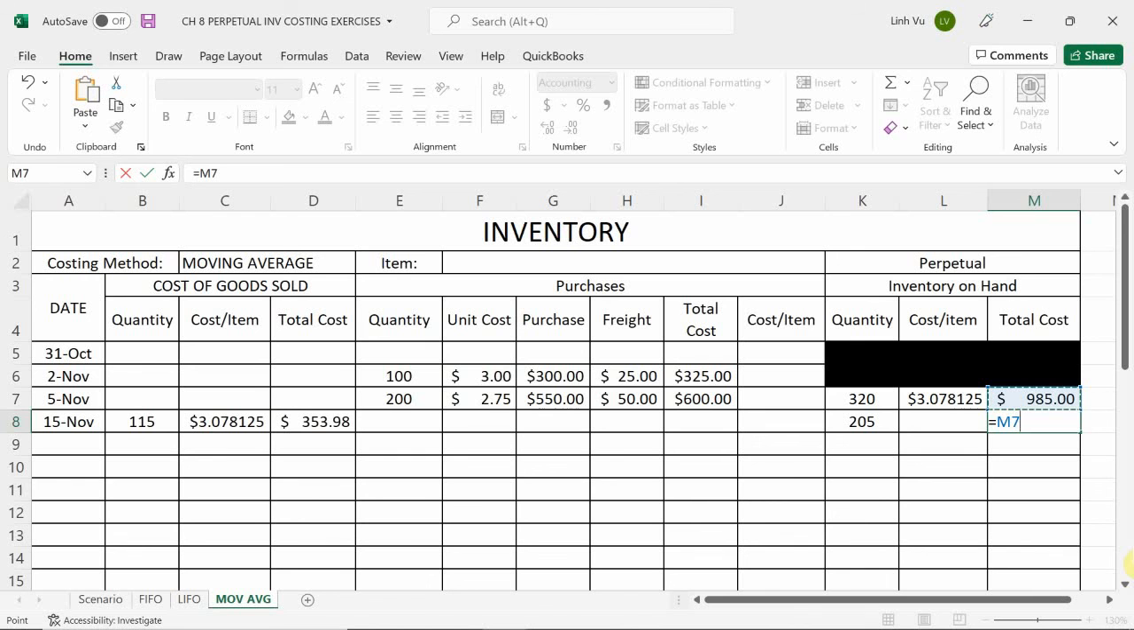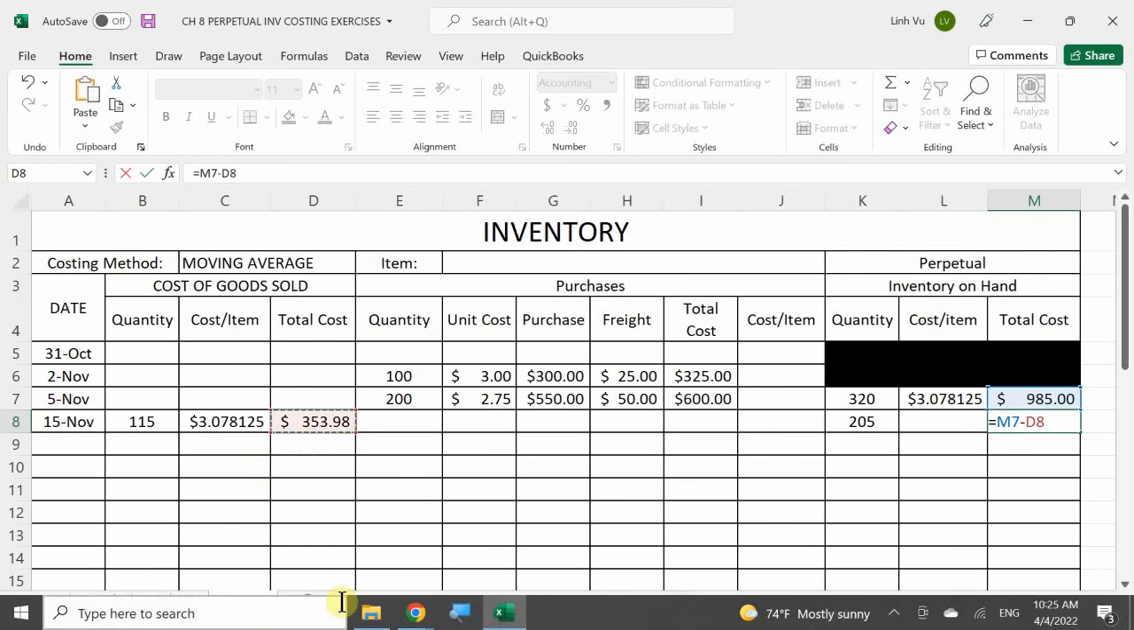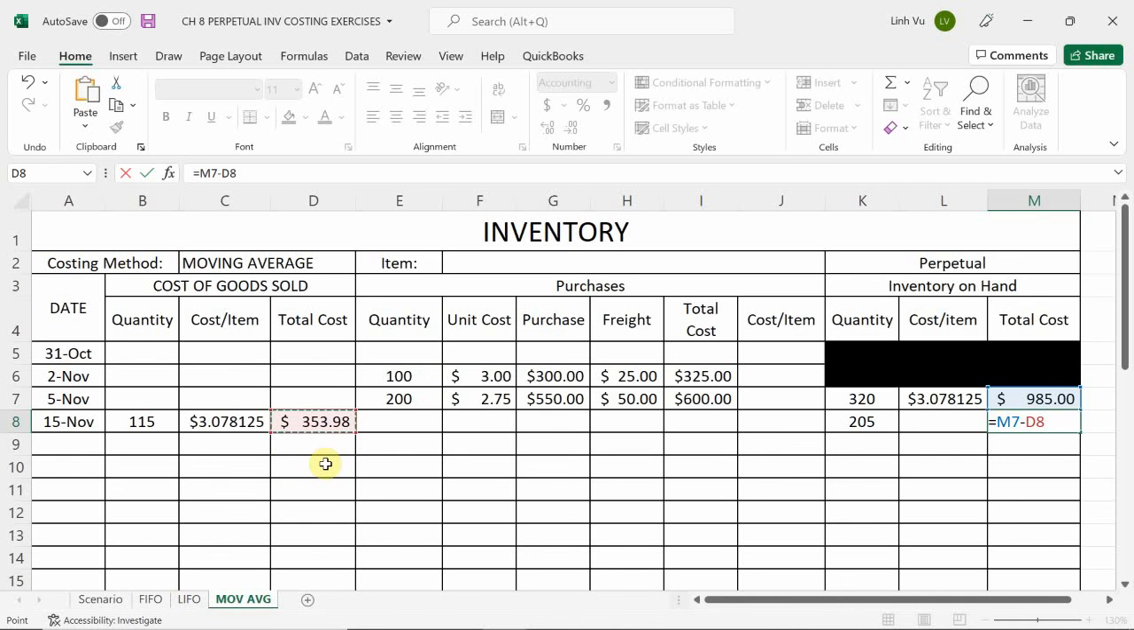So now, in this case, if you sold 115 units at a grand total of $353.98, if you got rid of $353.98, where are you subtracting that out from? From the 985. There you go. So what is it? You still need to solve for your new total cost. Oh, okay. 320 minus. Not 320, you already did your quantity. We're working on your total cost.